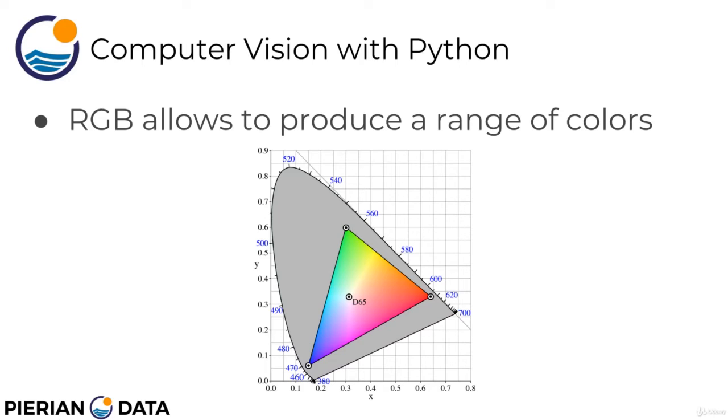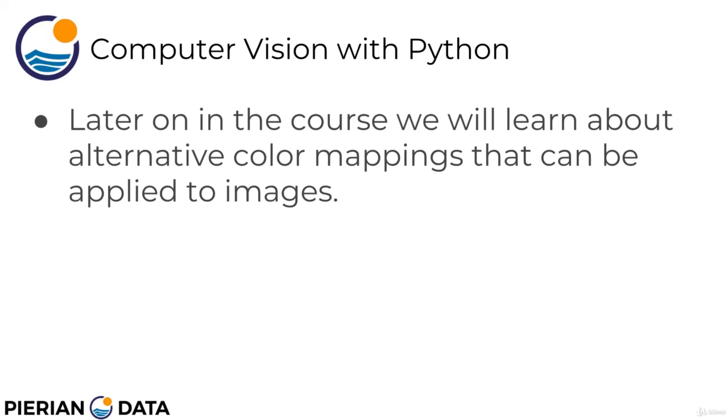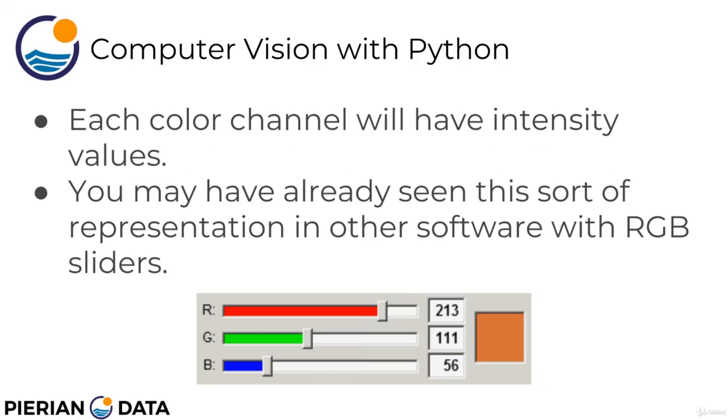And the primaries and the D65, that point in the middle, that's the white point, and basically shows you the edges of what's producible. And keep in mind that humans themselves have limits as far as what colors they can see. But obviously red, green, and blue allows for quite a wide range. Later on in the course, we're going to be learning about alternative color mappings that can be applied to images that go beyond just red, green, and blue. But for now, red, green, and blue will be more than enough for us.